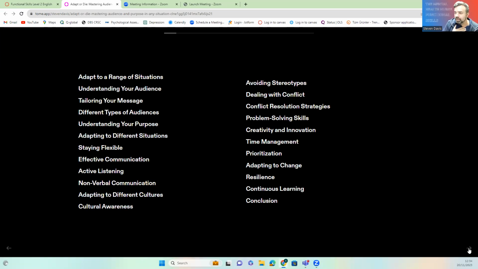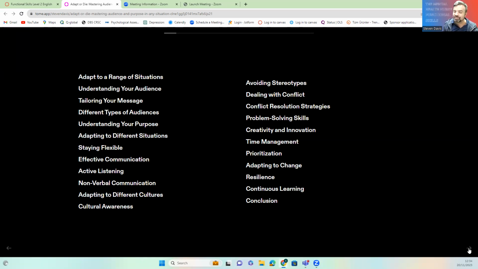You should be able to adapt to a range of situations. So whether you're doing formal presentations, informal presentations, you should be able to adapt. You should be able to understand your audience. We covered that in the last session. We should be tailoring our message again. We covered that in the last session. Understanding different types of audiences, understanding your purpose, adapting to those different situations, staying flexible. Again, we covered that in the last session.